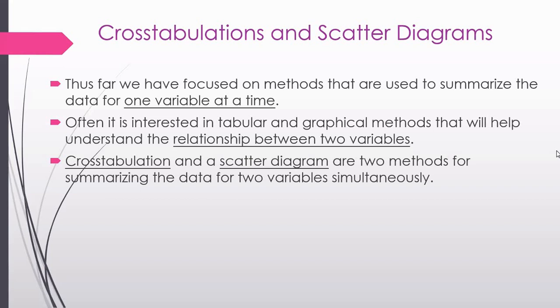To organize two variables at the same time, we are going to learn two different techniques. One is the cross tabulations and the clustered bar charts, and the other one is the scatter diagrams. For qualitative data, we are going to use the cross tabulations and the clustered bar chart. And for the quantitative data, we are going to organize them as scatter diagrams. Right?